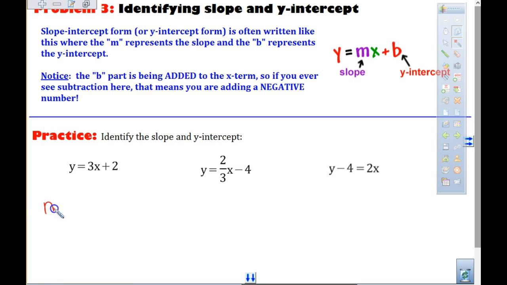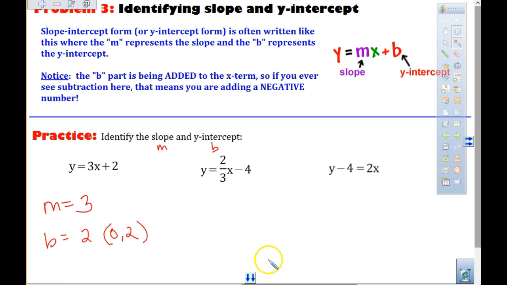So the first thing we're going to do is we're just going to put m is the slope, right? And we can write b is the y-intercept. So m is equal to 3, b is equal to 2. What does the y-intercept look like as an ordered pair? Is it 2, 0 or 0, 2? It's always 0, 2, right?